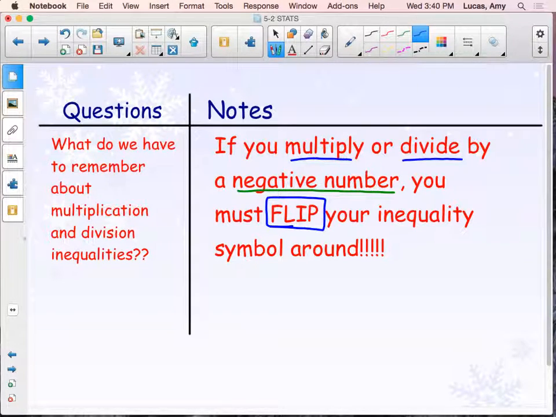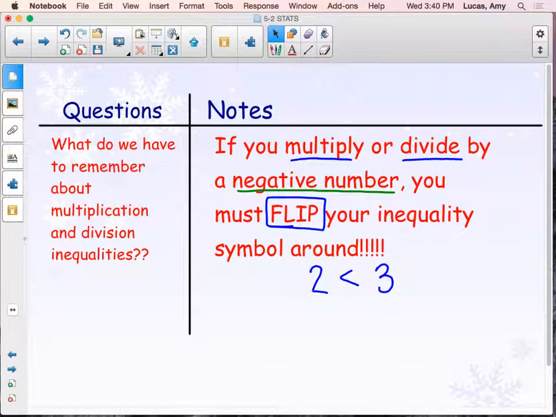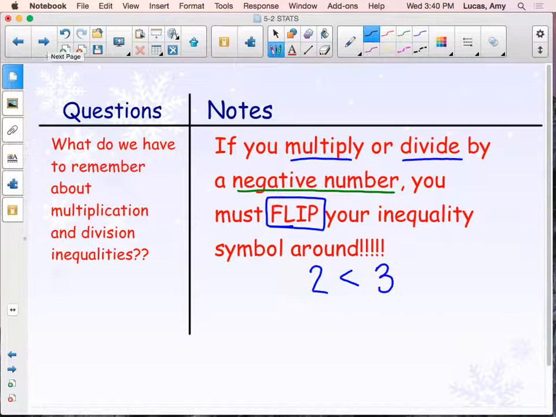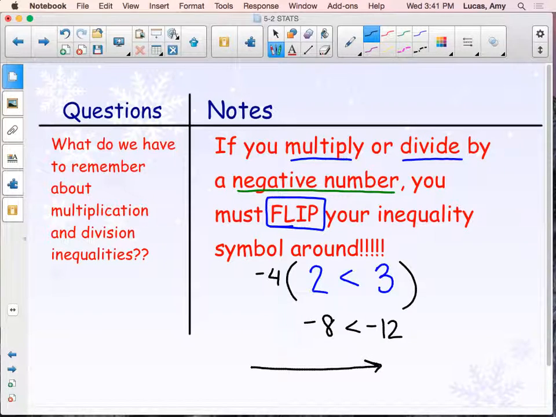Okay, so I'm going to start out by writing a true inequality for you. I know that the number 2 is less than the number 3. And then I want to show you what happens to our inequality if I multiply by a negative number on both sides. If I multiply on both sides by, say, negative 4, I would get negative 8 is less than negative 12. Now, negative 8 is certainly not less than negative 12. Negative 8 is closer to 0 on the number line.